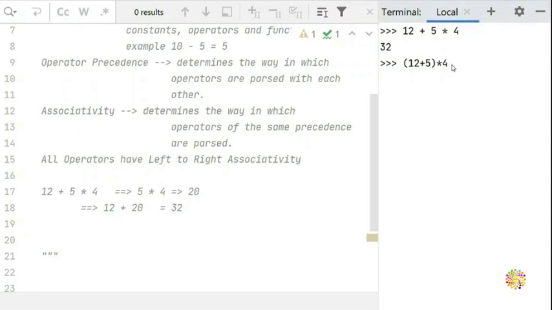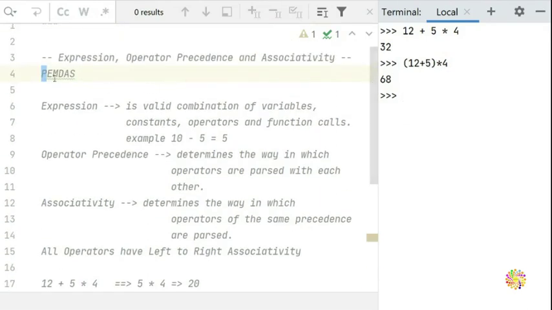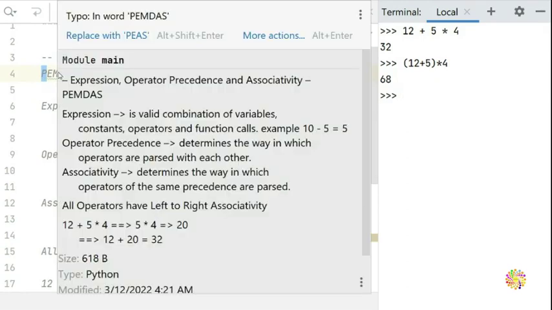But if you want 12 plus 5 to be first, or any numbers here, and then you want to multiply by 4, by all means you need to use the parentheses. If I press enter, I get a totally different number. Here the operator precedence gives multiplication priority over addition, and here you get a different number because you put parentheses first, so the computer evaluates whatever is inside the parentheses first and then goes on to the multiplication. This one has priority over that one.